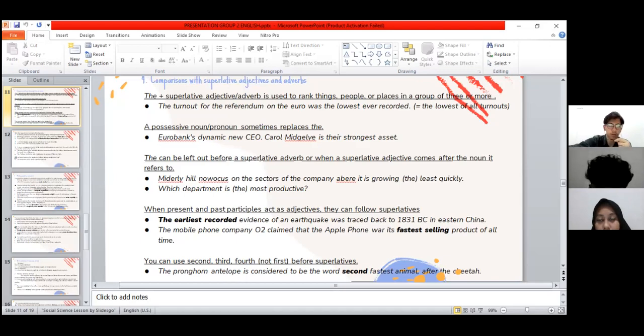Or the mobile phone company Oxygen claimed that the Apple phone was its fastest selling product of all time. You can use second, third, fourth, but not first, before a superlative. Example: the pronghorn antelope is considered to be the world's second fastest animal after the cheetah. Next.